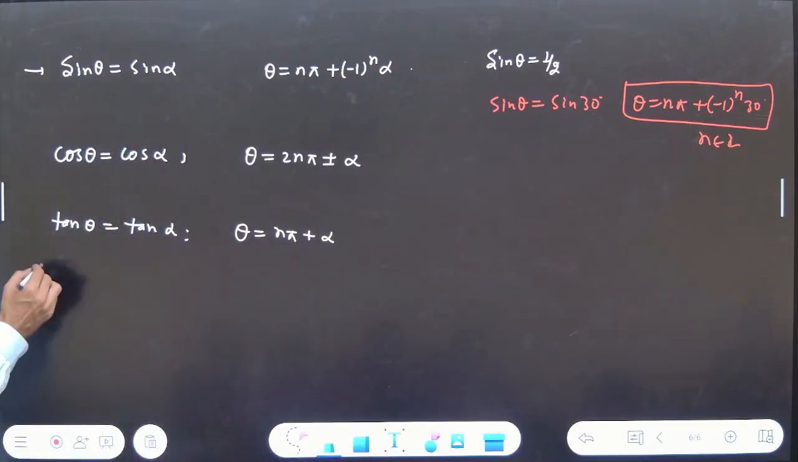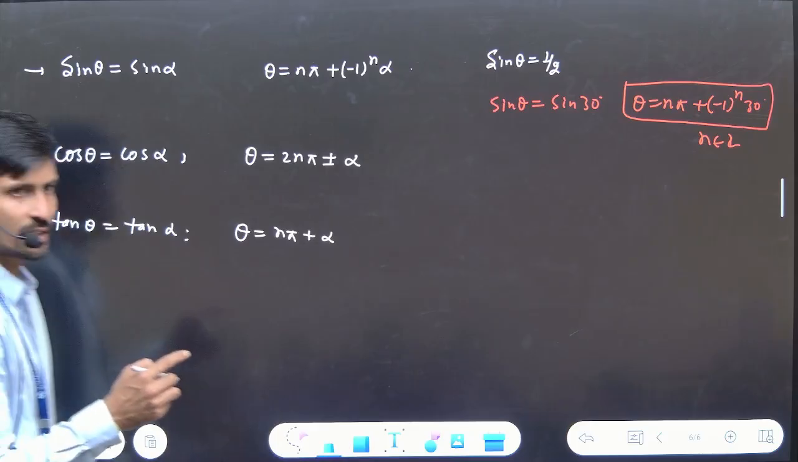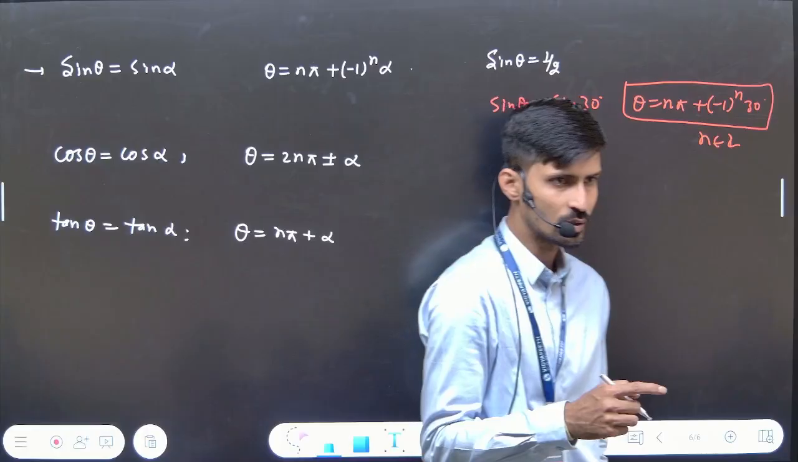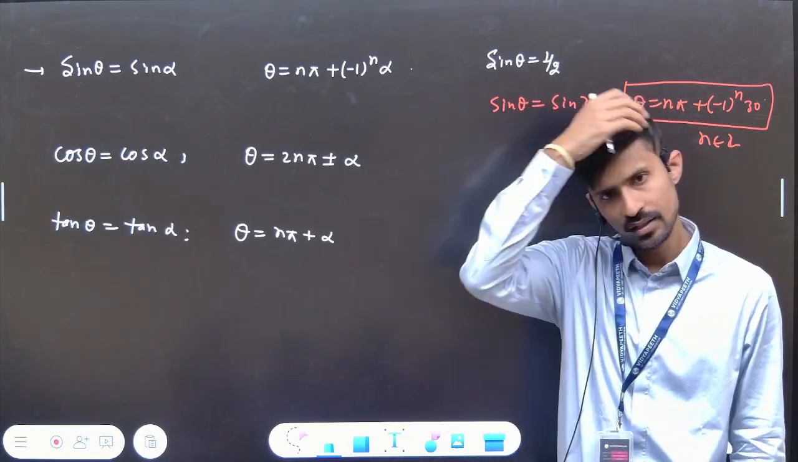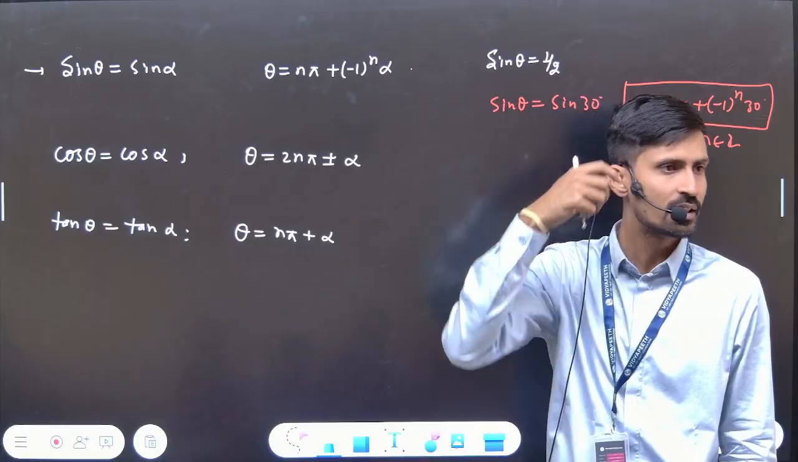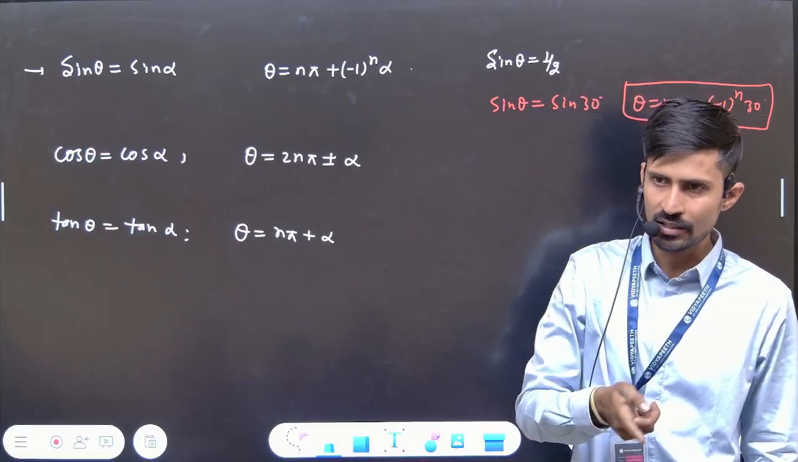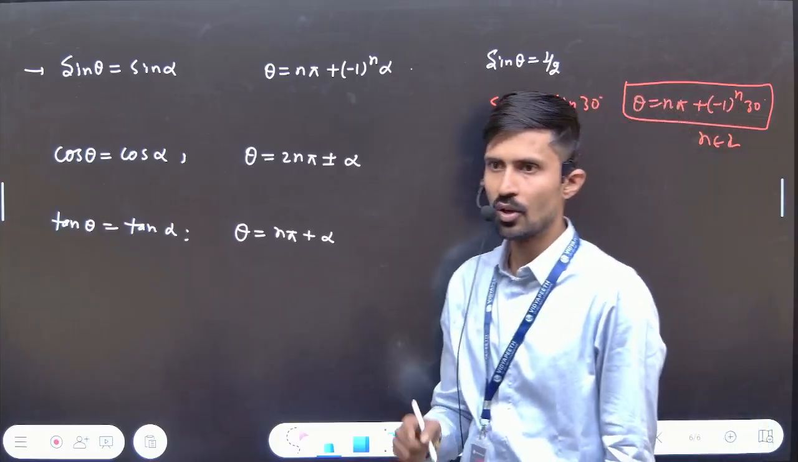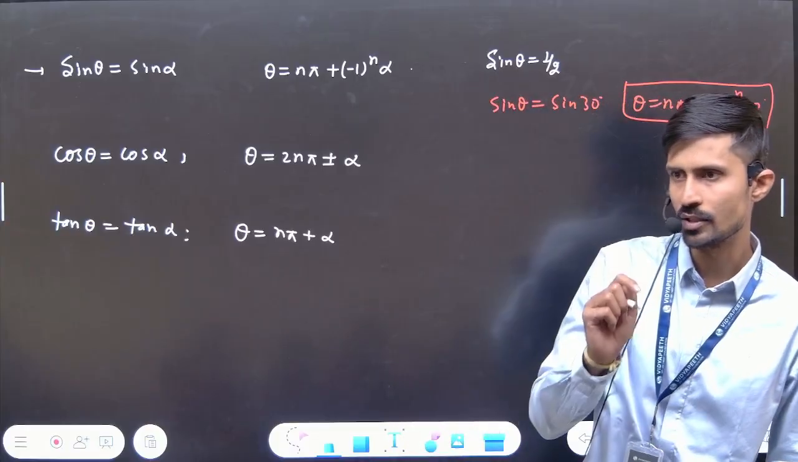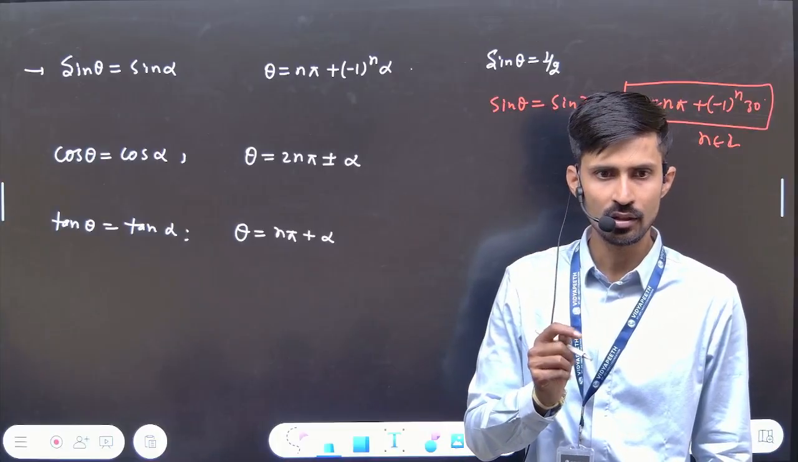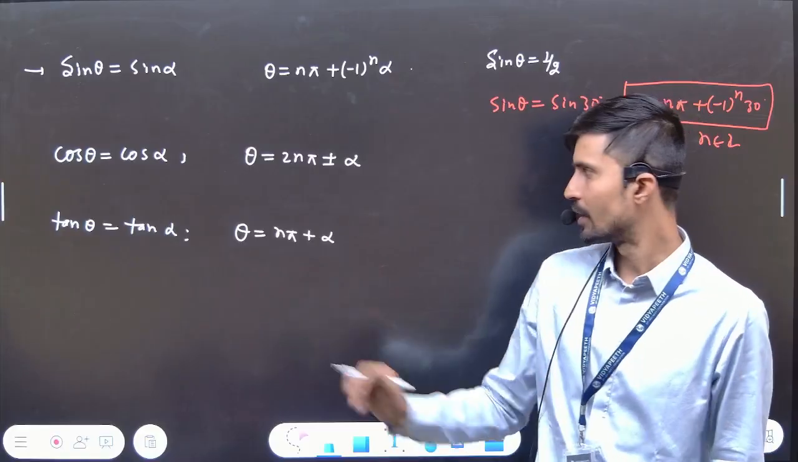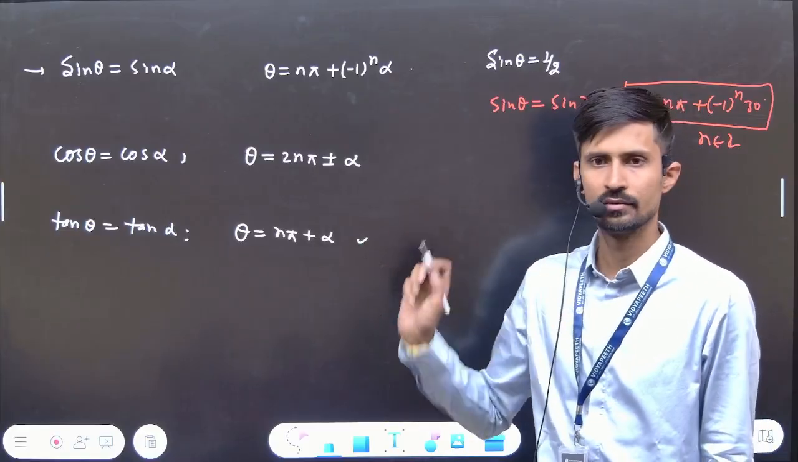Now this is for degree 1. Sin theta is equal to sin alpha, tan theta is equal to tan alpha, cos theta is equal to cos alpha. Now the question is, if it comes sin square theta is equal to sin square alpha, cos square theta is equal to cos square alpha, tan square theta is equal to tan square alpha. So all three formulas are the same, and that is the same as this formula.